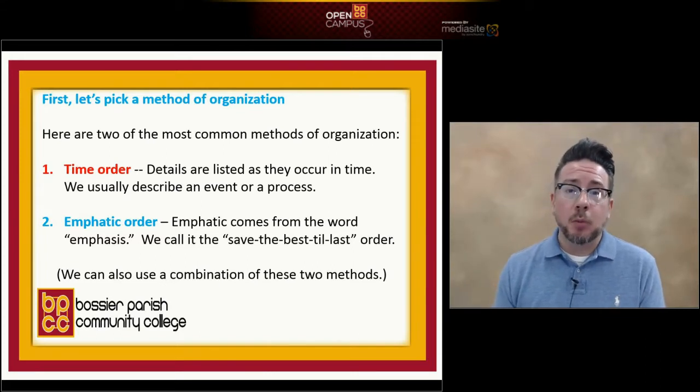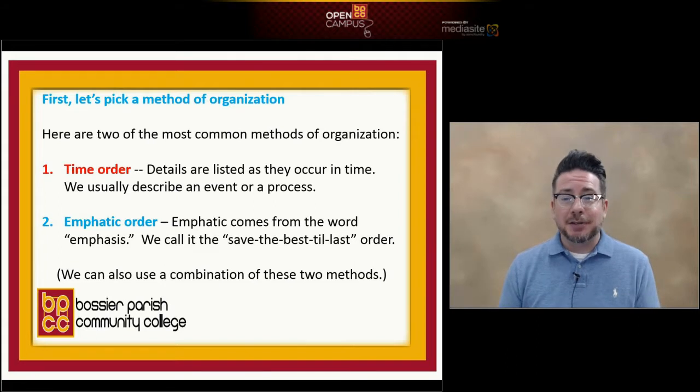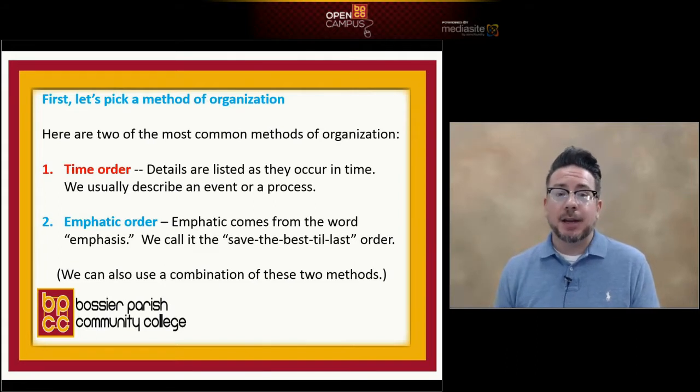The first is time order, which is exactly what it sounds like. Details are listed as they occur in time. We're usually describing an event, maybe narrating a story, or describing a process, like how to bake a cake or how to change a tire.